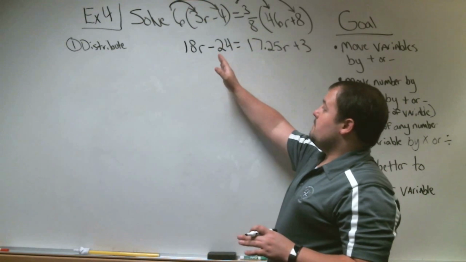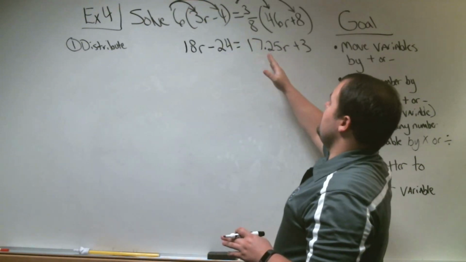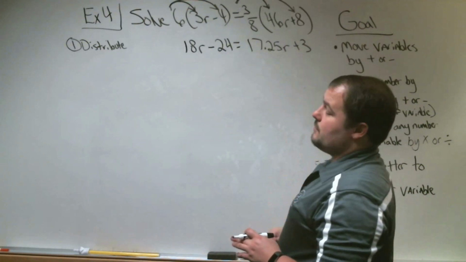I have 18r's minus 24 equals 17.25r's plus 3.